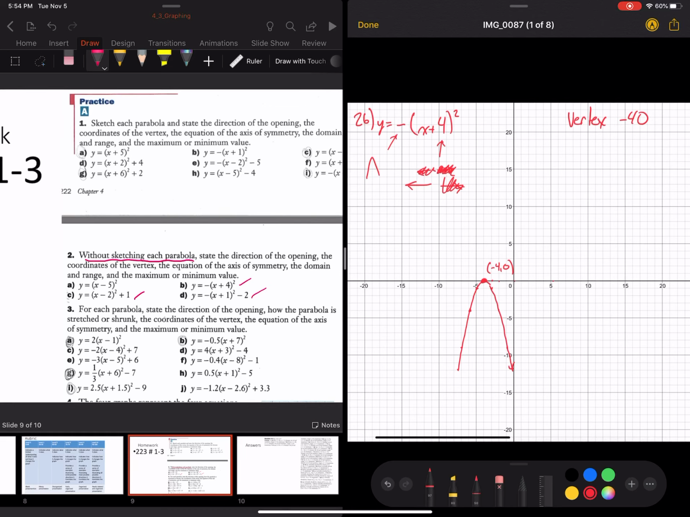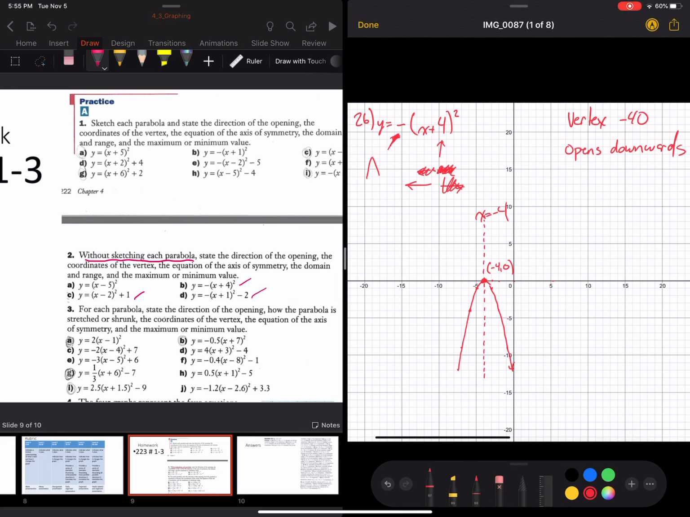Now, let's talk about the information that's required of us. State the direction of opening. Opens downwards. We knew that from the negative. So without drawing, we would have known that from the negative alone, that it opens downwards. What else do we need? We need the equation of the axis of symmetry. This is the axis of symmetry. What do we know about this line? We know that y can be anything, but x equals minus 4.